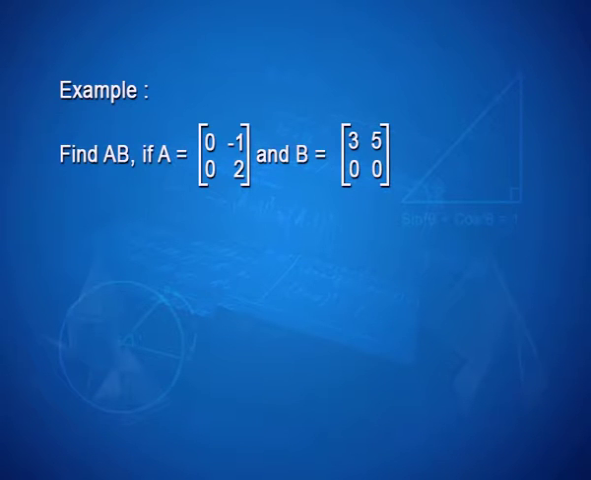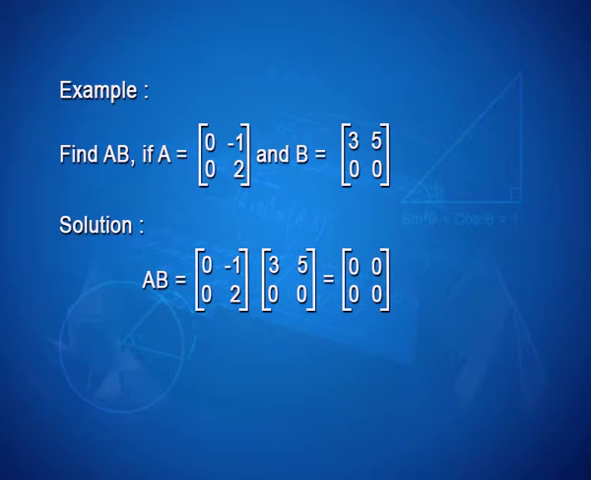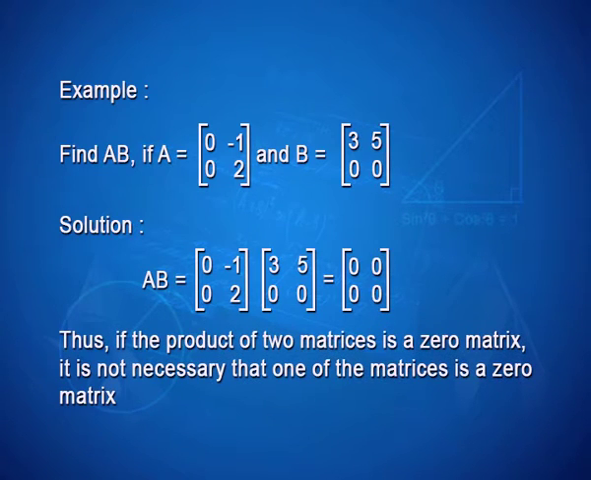Find AB if matrix A is [0 -1; 0 2] and matrix B is [3 5; 0 0]. Look at the solution on the screen. We have AB equal to [0 -1; 0 2] into [3 5; 0 0]. On simplification, we get a zero matrix of order 2, [0 0; 0 0]. Thus, if the product of two matrices is a zero matrix, it is not necessary that one of the matrices is a zero matrix.